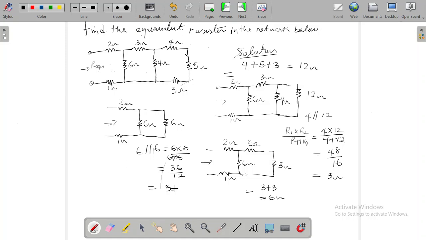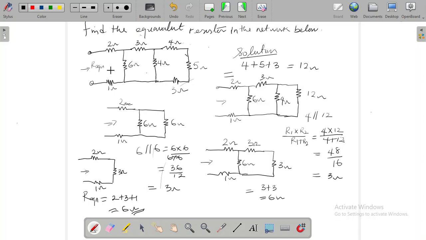So with this new value, we resolve this. This will give us 2 ohms, 3 ohms, then 1 ohm. So this gives us the final one, which is now 2 plus 3 plus 1, total of 6 ohms, and that is the final resolution.